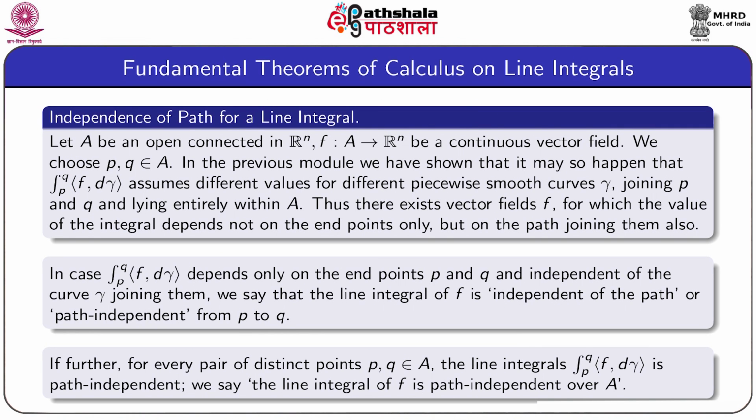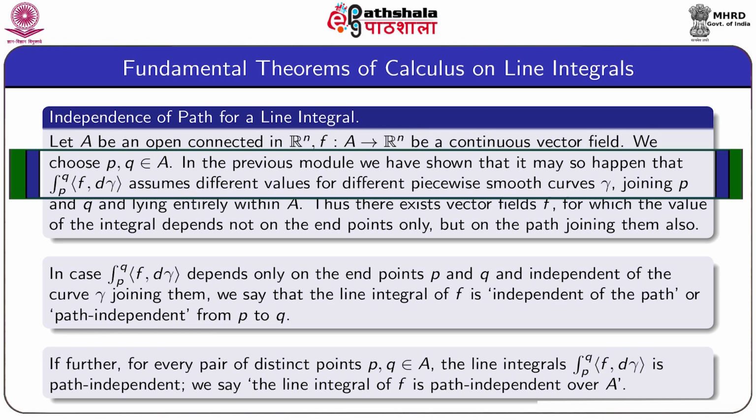Now we consider the independence of path for a line integral. Let A be an open connected set in Rn. Let F from A to Rn be a continuous vector field. We choose 2 points P and Q in A.